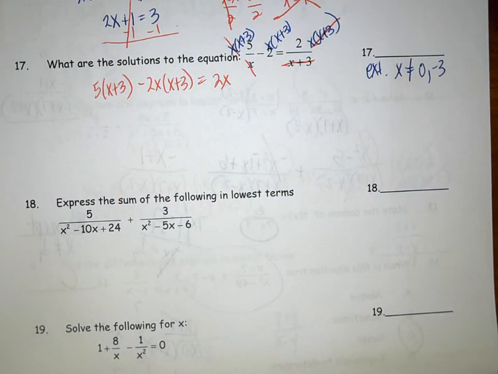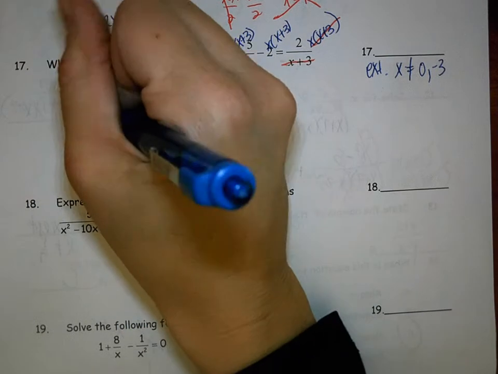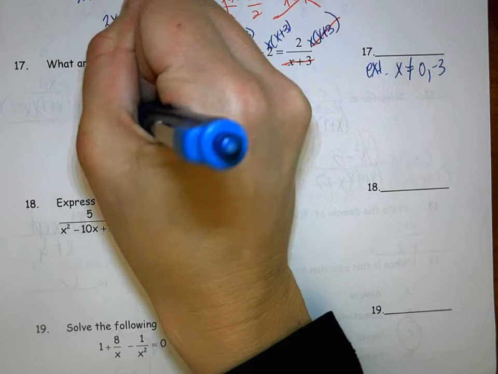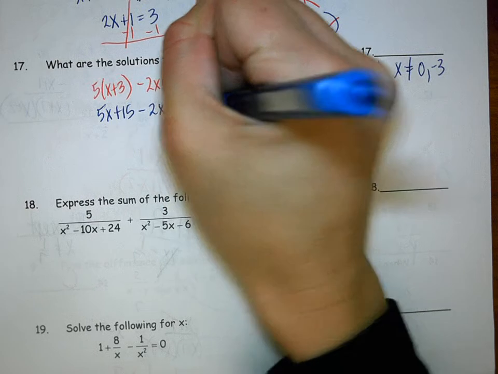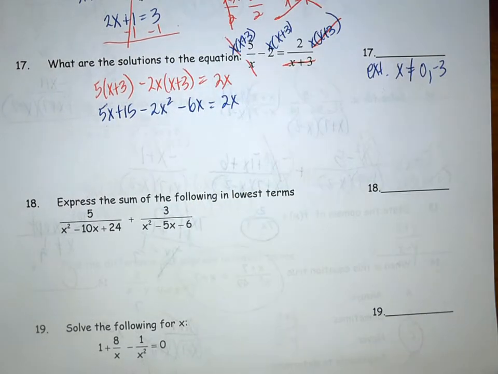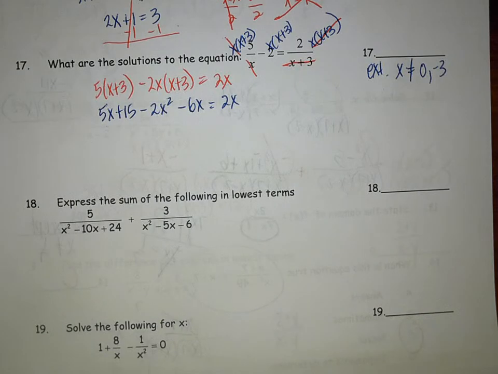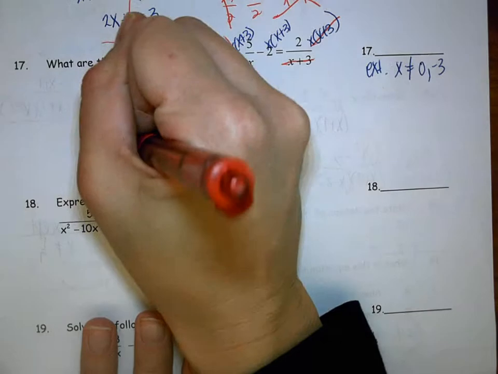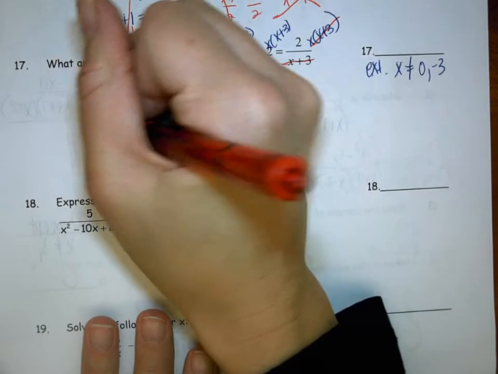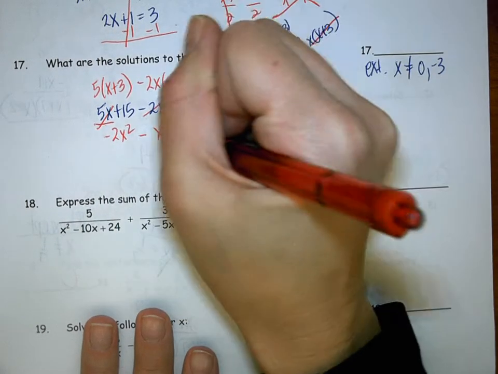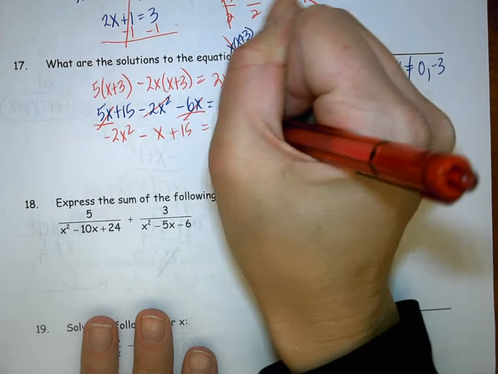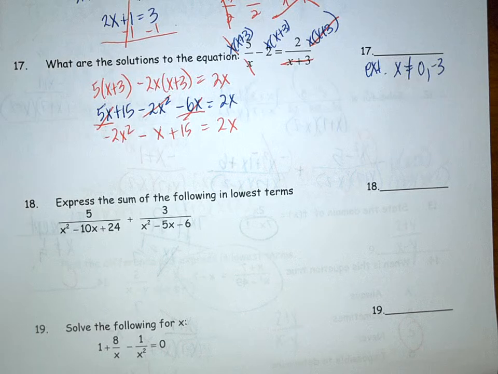Next I distribute through, and I get 5x plus 15 minus 2x squared minus 6x equals 2x. I would write this in descending order and combine my like terms. So I get negative 2x squared, and then I have a 5x and a negative 6x, which makes negative x, plus 15 equals 2x.